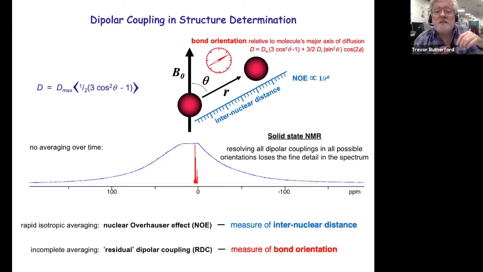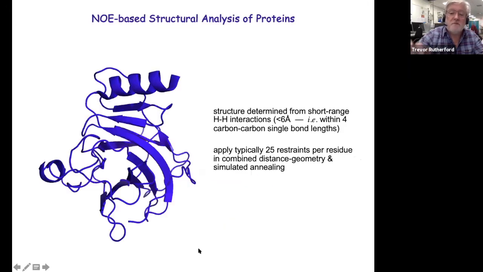If we take a sample that has incomplete averaging, particularly if we were to look at the dipolar coupling between a covalently bonded pair, for example a nitrogen atom and its directly bonded hydrogen, that would take out the distance term as a variable. And what we would see as the dipolar coupling term would then be an indicator of the bond angle with respect to the diffusion axis of the molecule. So we have two really useful properties for structure determination that come directly from dipolar coupling. One is the nuclear Overhauser effect, and the other is this residual dipolar coupling.